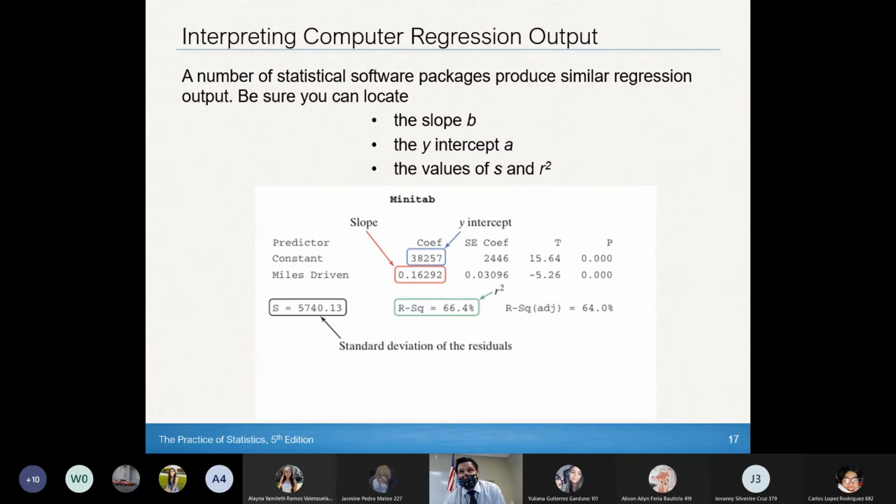All right, so here's where we're starting off today. We're interpreting computer regression output. This was something that was suggested that I absolutely should cover to make sure that you know how to read one of these in case it shows up on the AP exam. So here is one. A number of statistical software packages produce similar regression output. You need to be sure that you can locate the slope b, the y-intercept a, and the values of s and r squared.